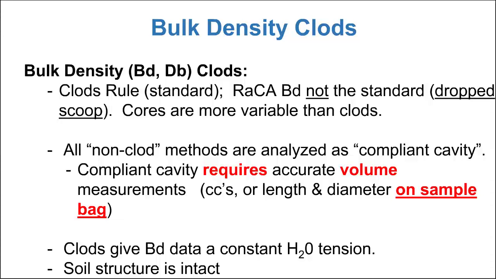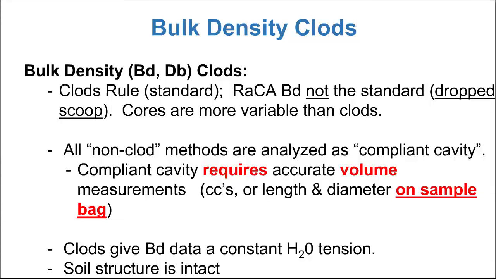We can get by with length and diameter, or length and width and height, or just volume in cubic centimeters, but you have to send us something that's a good one. Changing the volume on those rack-a scoops by 4 cc's, in other words, some holes left in it somewhere or over one corner that wasn't filled, makes a noticeable difference in the bulk density.